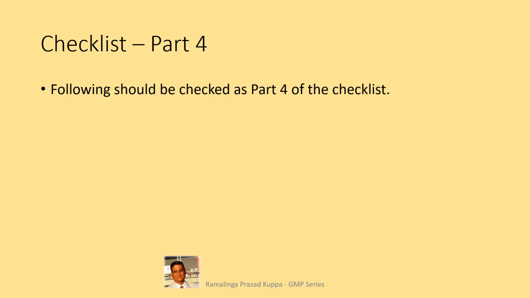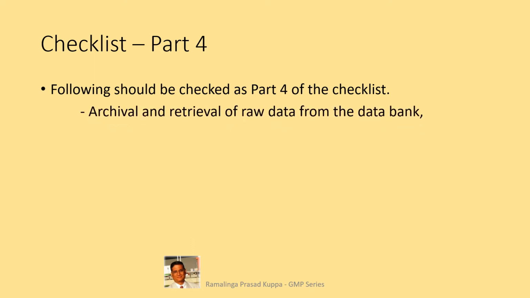Following should be checked as part 4 of the checklist. Let us go to the checklist part 4. This should be done before, during and after completing the analysis. Archival and retrieval of data from the data bank. Availability of a well-established system for archival and retrieval of data should be checked here. Data storage period. Mutually agreed storage times of data between contract giver and the contract laboratory should be part of checklist part 4.